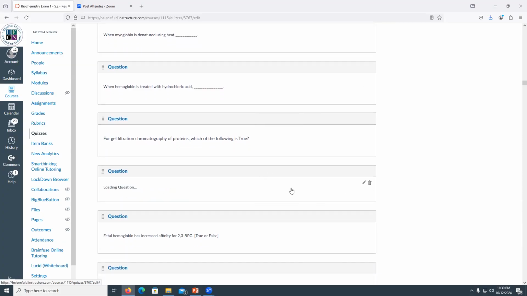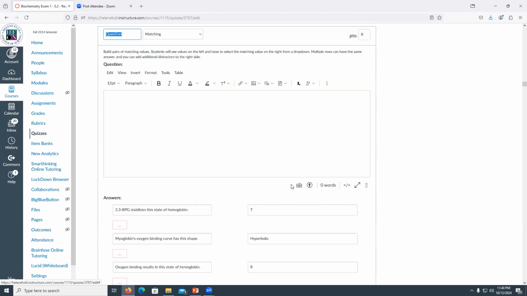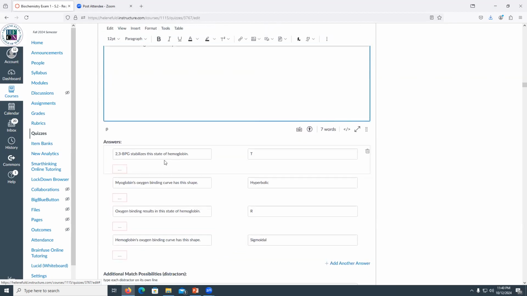Match. Now let's do the matching. In the matching, 2,3-BPG stabilizes the state of hemoglobin. Yeah, T, it will change oxygen from R into T. It will remove all the oxygen, because it's secreted in the tissue, the 2,3-BPG is a toxic metabolic waste of the tissue that will displace all the oxygen from hemoglobin, which is in the R state full of oxygen, and displace it to the tissue. Now it will become T state.